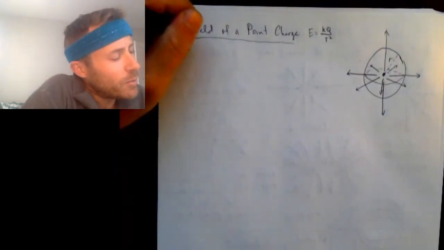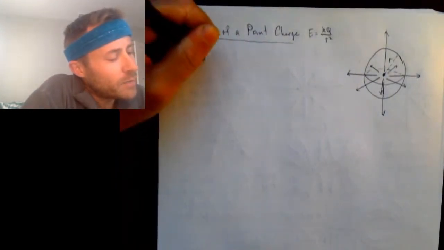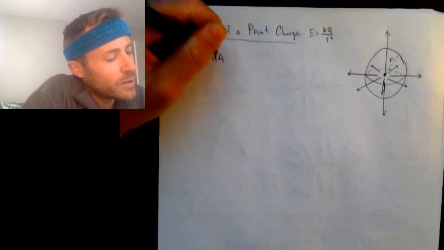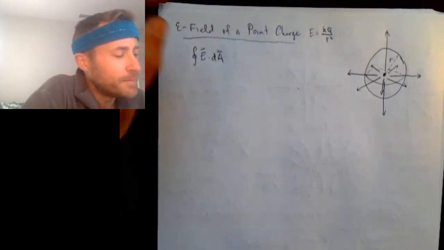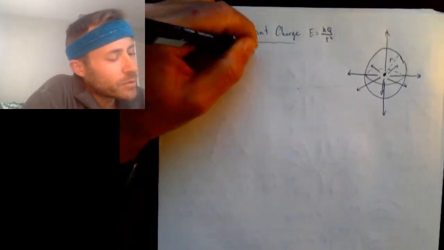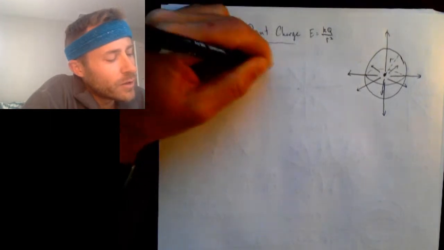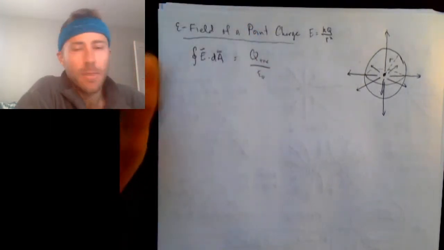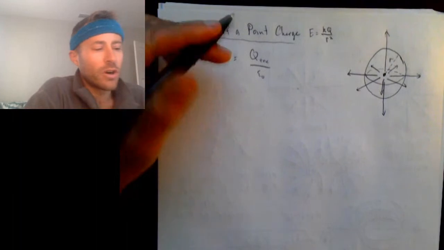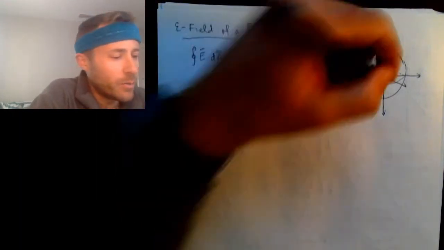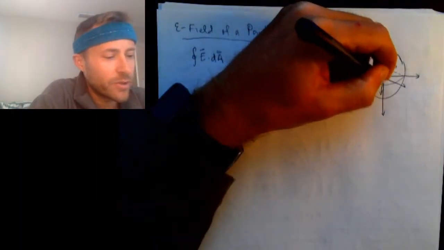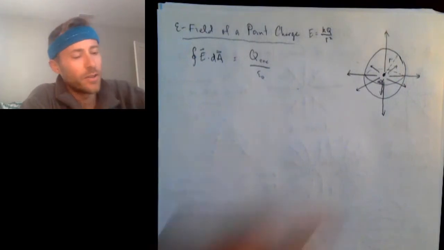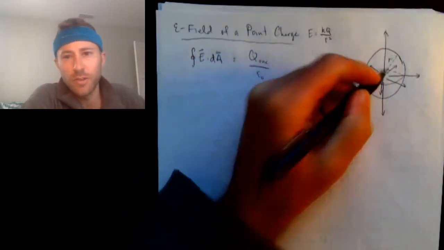So let's apply Gauss's law to this. The integral of E dot dA is equal to the charge enclosed over epsilon naught. The charge enclosed, and we should say this charge is plus Q. This Gaussian sphere encloses that charge.